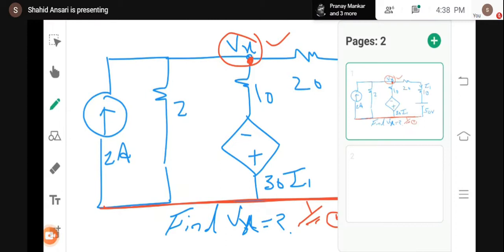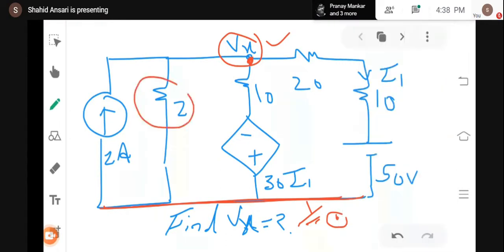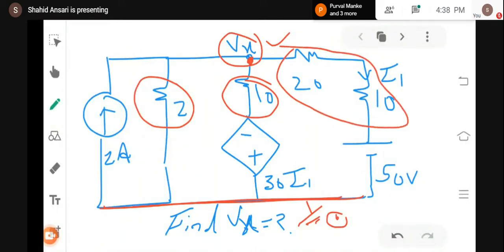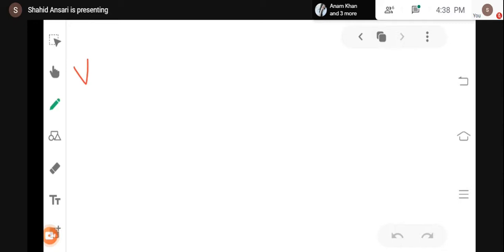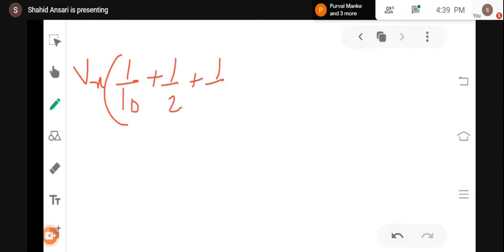Okay, so we can write down the equation of Vx node by the simple direct method. 2, 10, and this one 30. We have 3 elements connected with node Vx. One is 2 ohm, another one is your 10 ohm, and last one is your 30 ohm. Okay, simply write down Vx. Write down the reciprocal: 1 by 10, 1 by 2, then 1 by 30. Right?